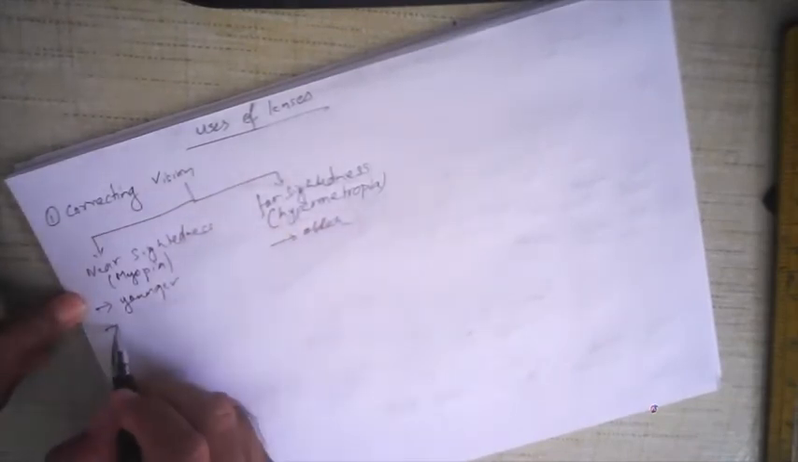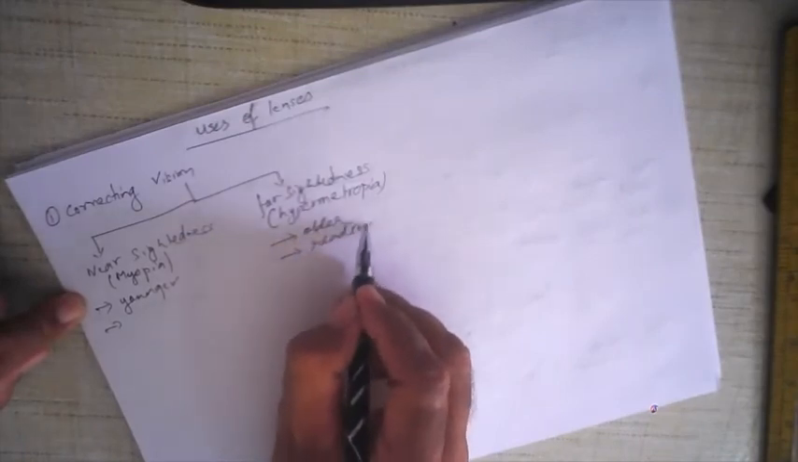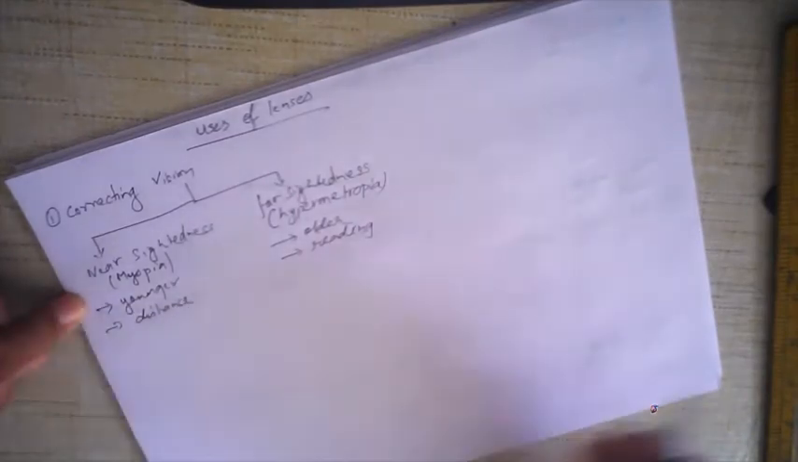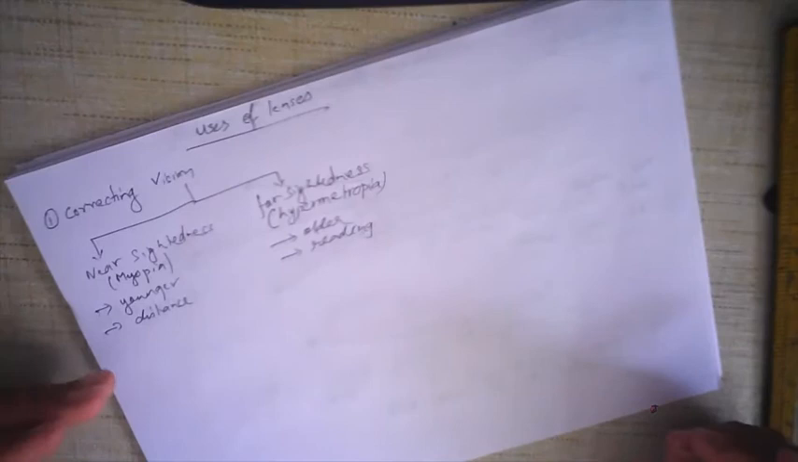These we often call reading glasses, for reading. And this is for distance vision. That means people who are nearsighted can see nearby objects very clearly. They don't require reading glasses, but they cannot see very far very clearly.